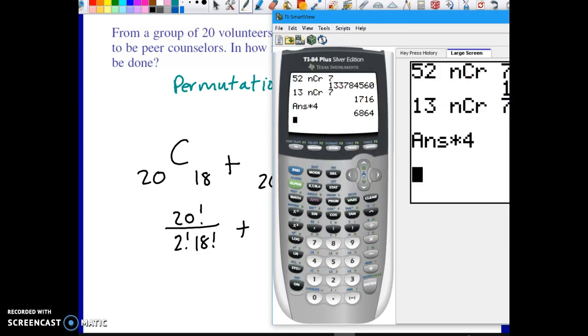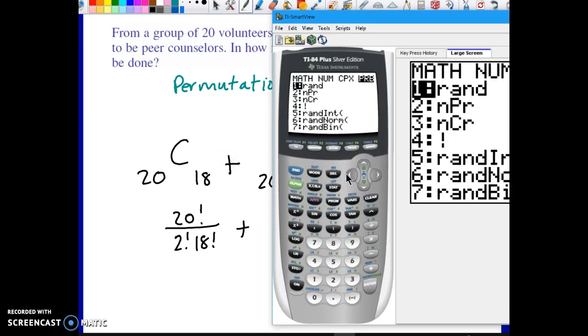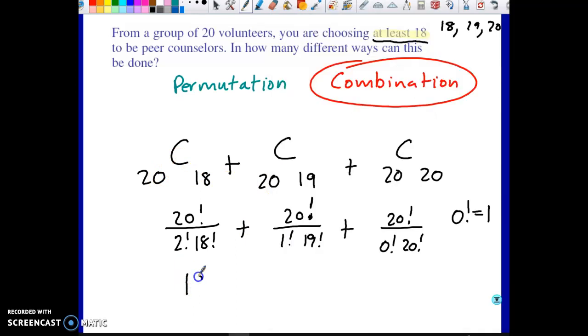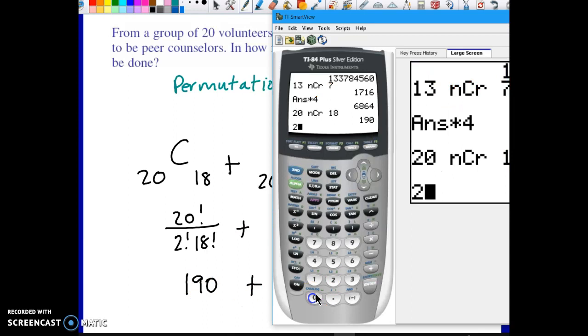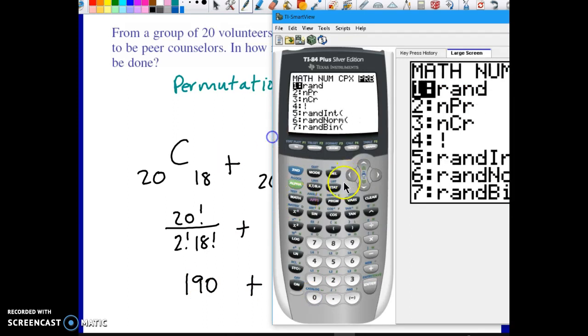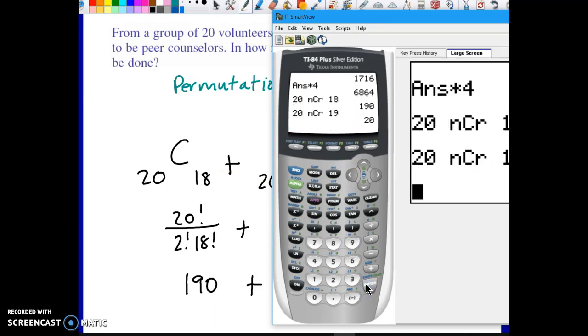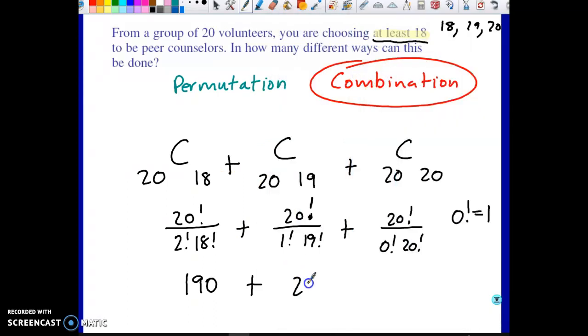In fact, I'm just going to use my calculator to do these quick. So I'm going to do 20 math combination 18 at a time. 20 choose 18 is 190 ways, plus, in this case, 20 choose 19 at a time, only 20 ways. And the last one is only going to be 1.